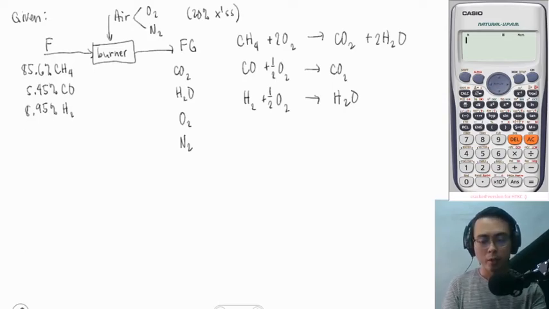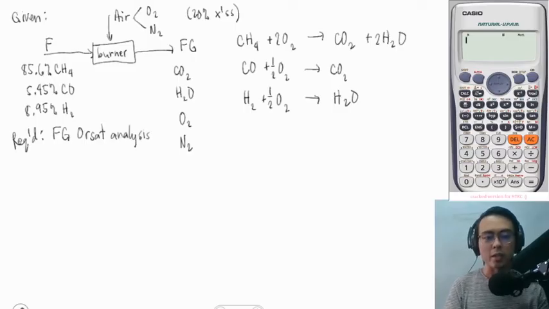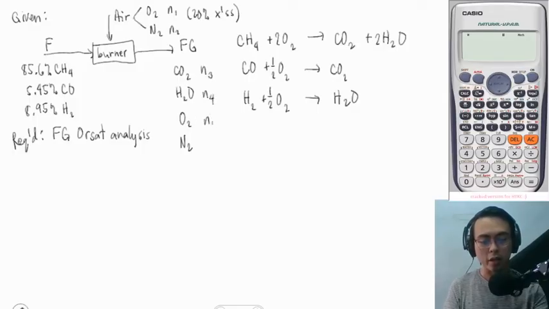Okay, next, we are required to determine the flue gas composition or the flue gas Orsat analysis. Again, the Orsat analysis will just exclude the water. Okay, now let's name all of our unknown parameters. So oxygen is unknown, that's N1. Nitrogen is N2. CO2 is N3. Water N4. Oxygen N5. And the nitrogen in the flue gas is N6.